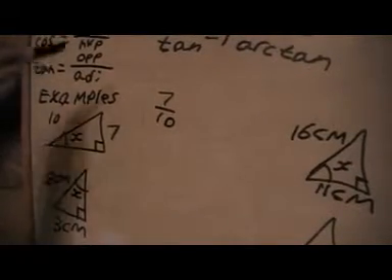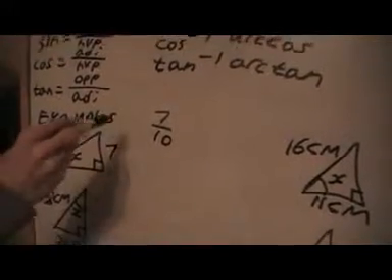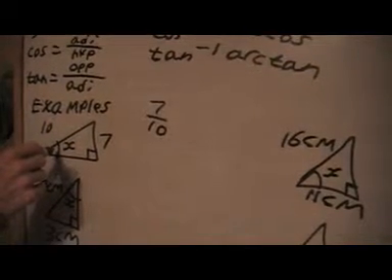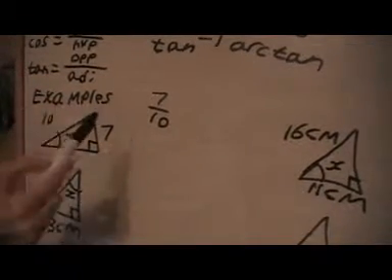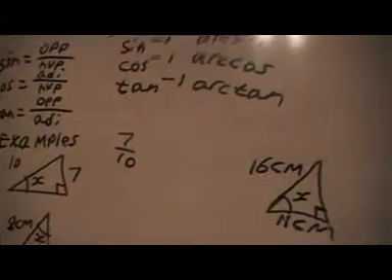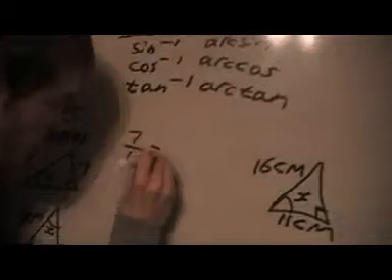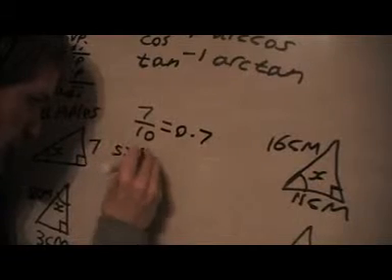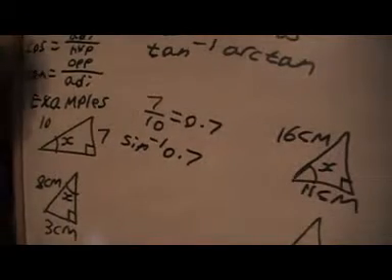But we don't want to do the sine of that because we want to figure out this angle here. We don't know the angle. So what we want to do is find the inverse sine. We want to find the angle that has a sine of 7 over 10 or 0.7. So in your calculator you put in 0.7 or 7/10, whichever you prefer.